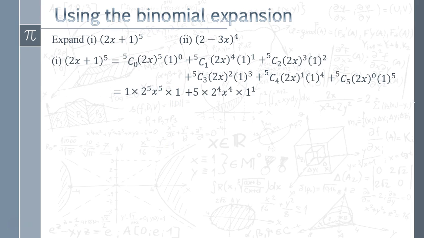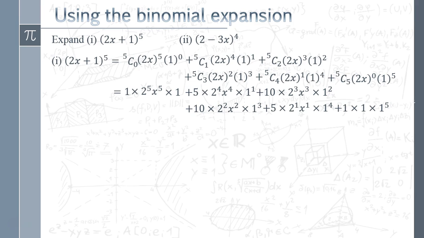The next term, we've got 5c1, which is 5, 2x to the power 4, all to the power 4, so you've got 2 to the power 4, x to the power 4, and then you've got 1 to the power 1. Then we've got 5c2, which is 10, 2x cubed, 1 squared, and so on, and so on. So each term just simplified, just tidying up the brackets and writing down the values rather than having them in that 5c0 or 5c1 notation.